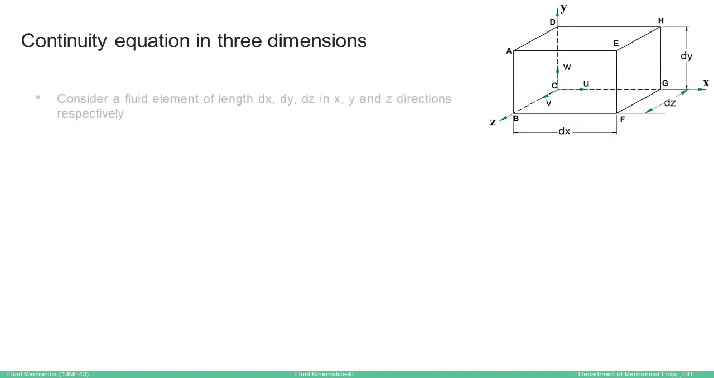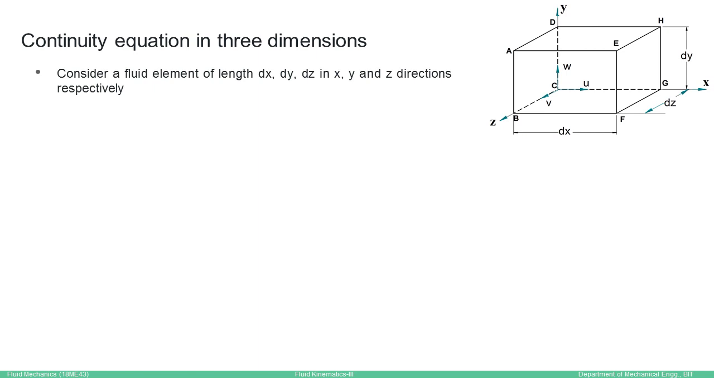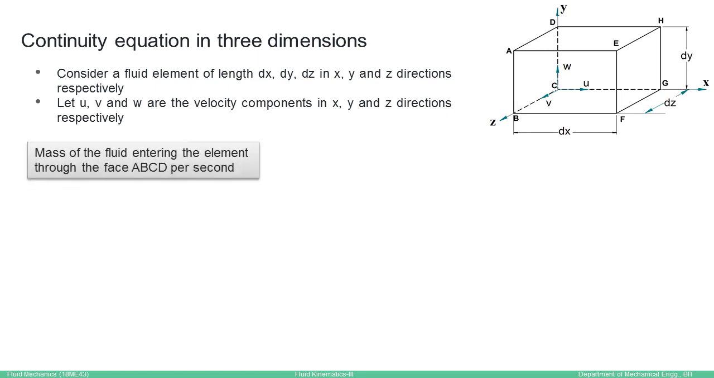Consider a small fluid element of dimensions dx, dy and dz in x, y and z directions respectively, and u, v, w are the velocity components in x, y and z directions respectively. Before going for the mass balance, let us consider the mass flow rate from the left hand side, that is from the face ABCD, for which the area will be equal to dy multiplied by dz. That is the area of ABCD.